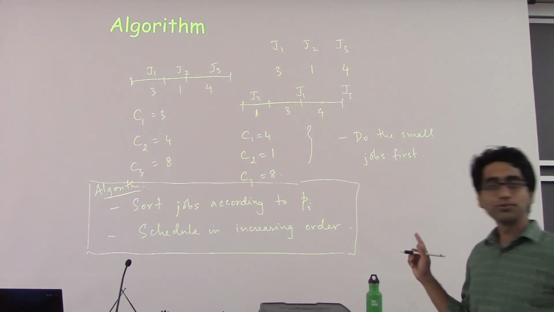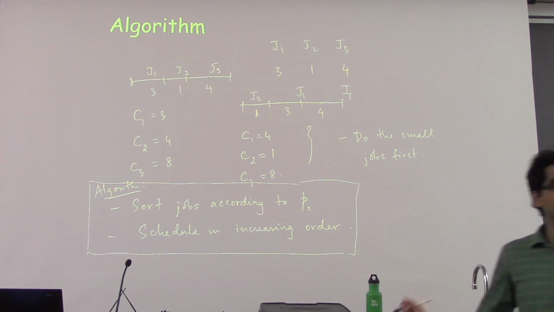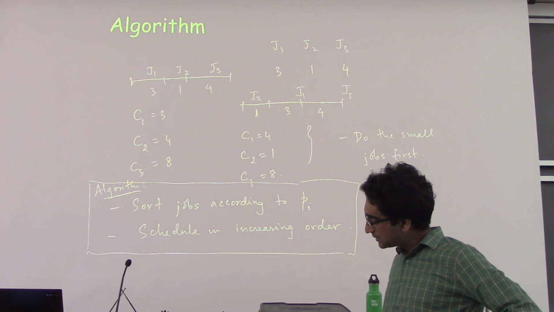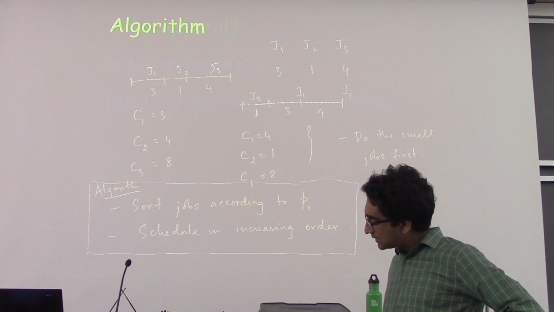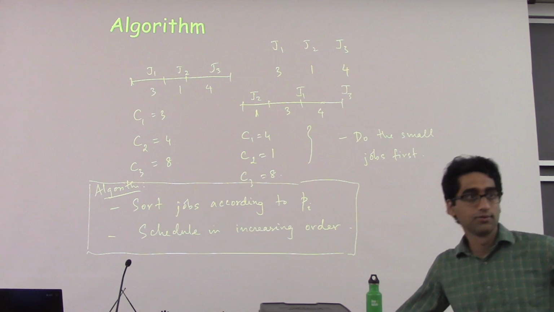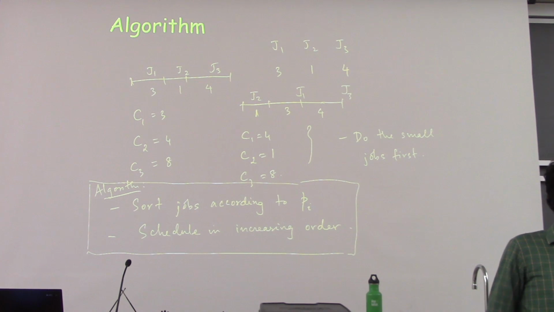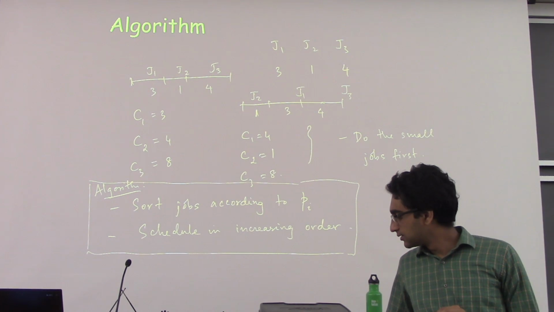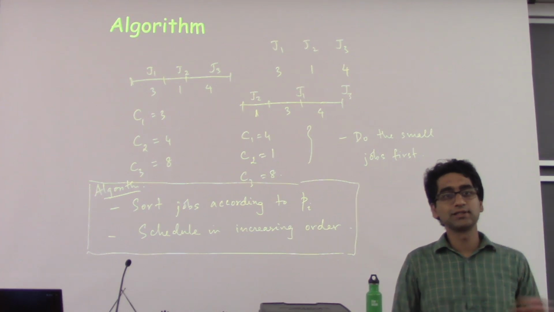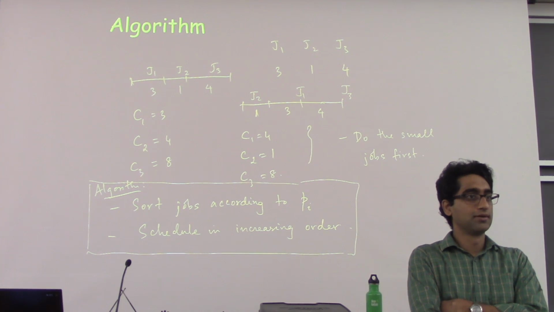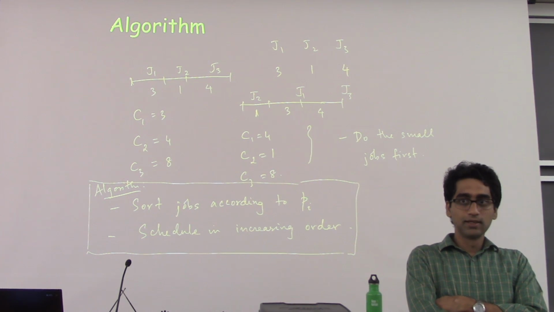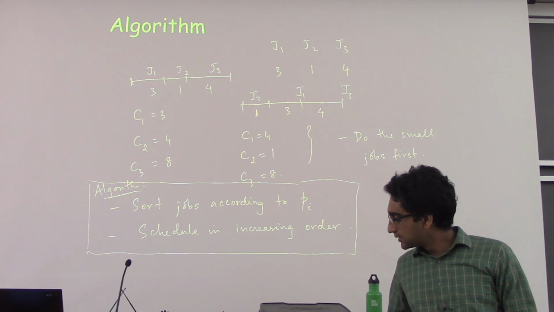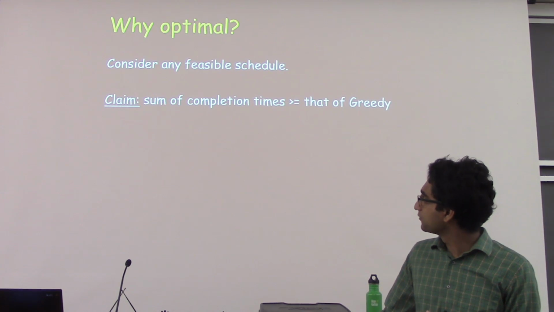As I said, greedy algorithms are usually very simple. Okay, so that's a nice thing about it. And I claim that this is actually optimal. Okay, so let's try to prove that this is actually optimal. So let's see, how do we prove this? This is again something that we saw last time. So this is how you generally prove the correctness of a greedy algorithm.